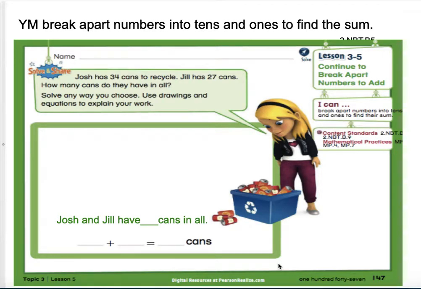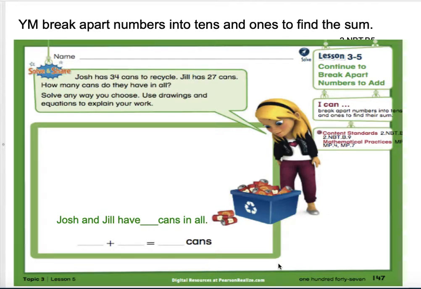Mathematicians, today we're going to continue learning different strategies to add two-digit numbers. We are on lesson 3.5 and we're going to continue to break apart numbers to add. Josh had 34 cans to recycle. Jill has 27 cans. How many cans do they have in all? Solve any way you choose. Use drawings and equations to explain your work.